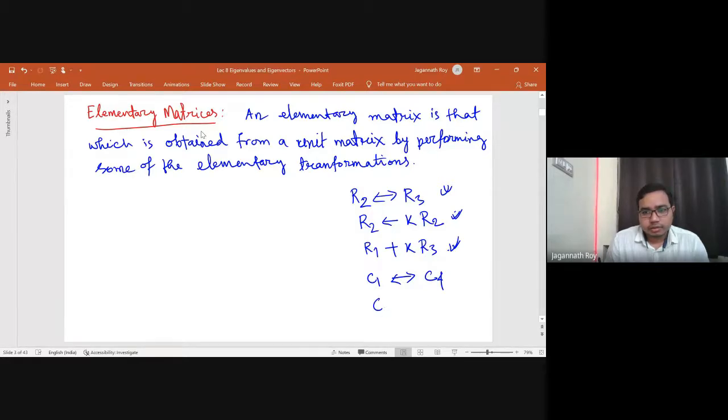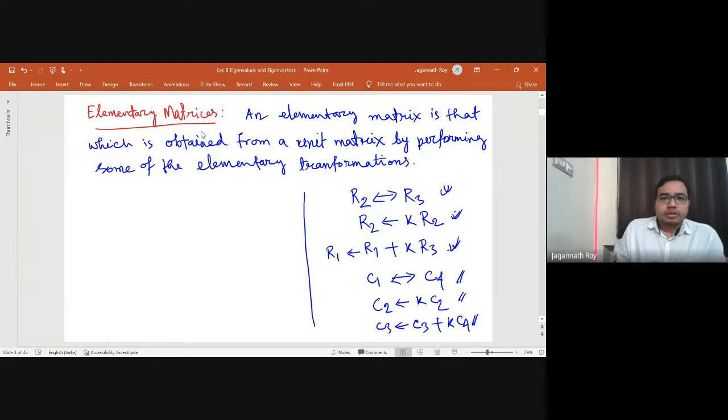C2 can be replaced by K times C2, and C3 can be replaced by C3 plus K times C4. So these are elementary column operations, column transformations, elementary transformations. Now, what is an elementary matrix?